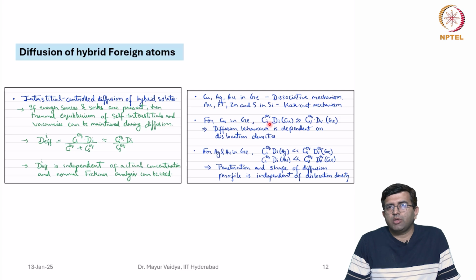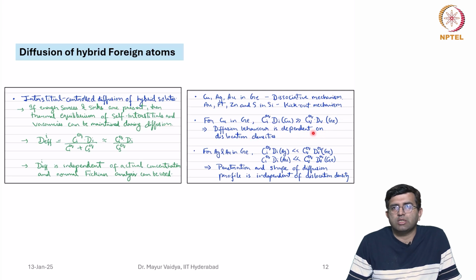For copper in germanium, this product CI equilibrium into DI of copper is very large compared to the corresponding vacancy product for germanium, and therefore the diffusion behavior is dependent on the dislocation densities. In the case of silver and gold in germanium, this product CI equilibrium into DI of silver is much less than CV equilibrium into DV equilibrium for germanium, and similarly for gold also. So, here the penetration and shape of the diffusion profile is independent of the dislocation densities.